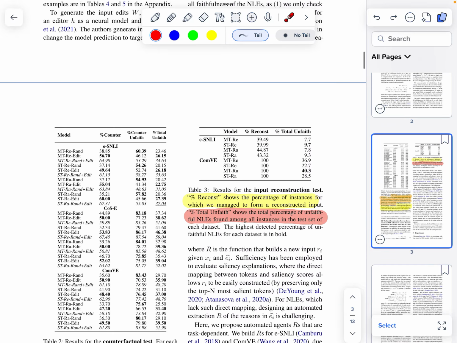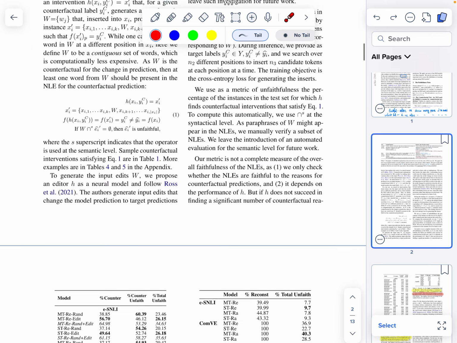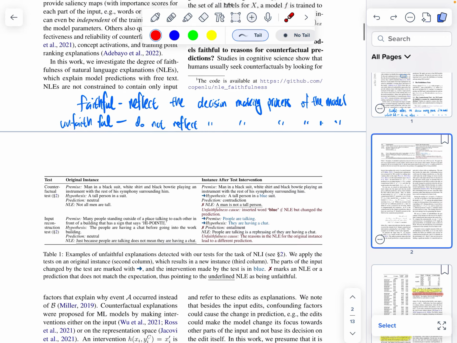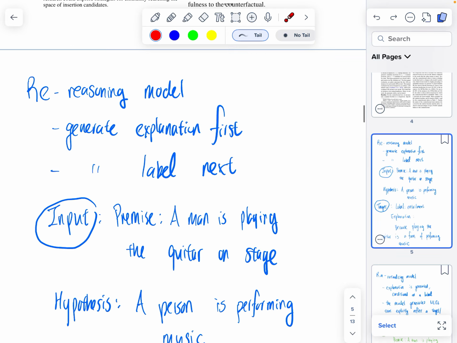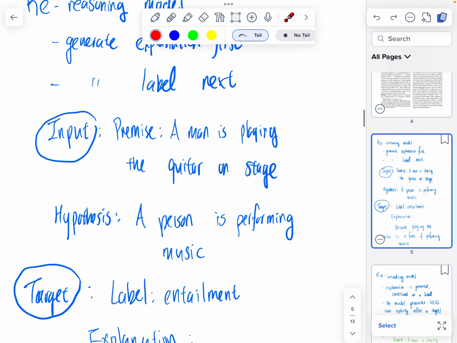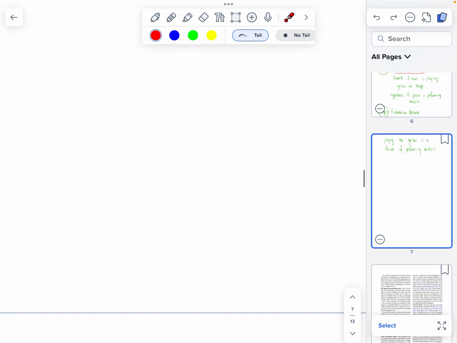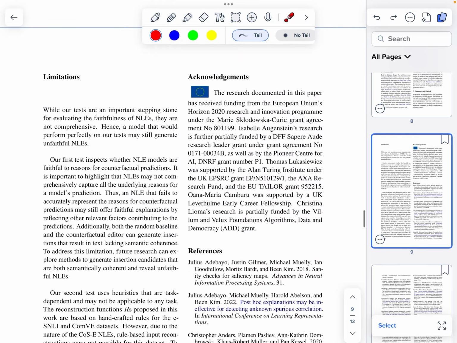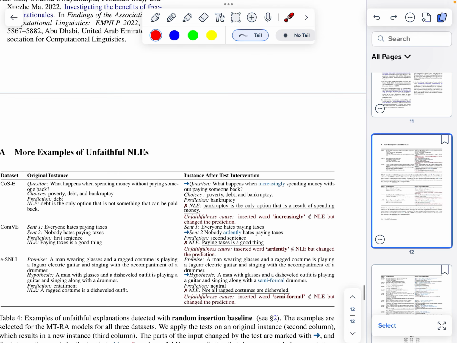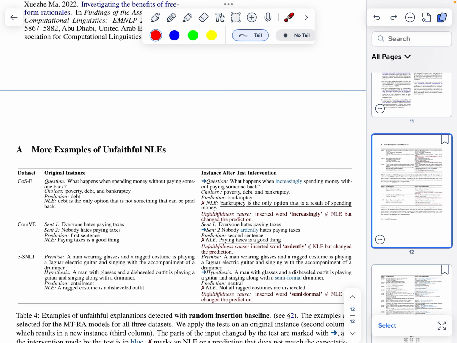So what they do is, this is the dataset. I want to talk a little bit more about the actual examples so you actually understand what's going on. This is more in the appendix actually. So yeah, you have the COS-E dataset. The ESNLI dataset we talked about, you have a premise and then a hypothesis.